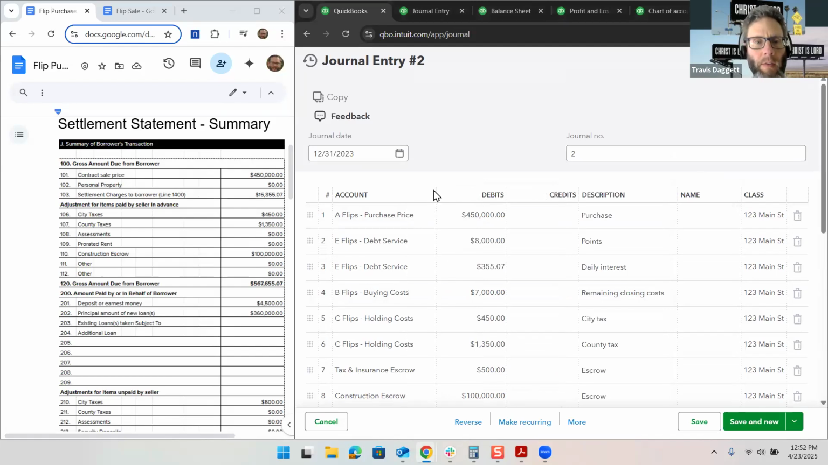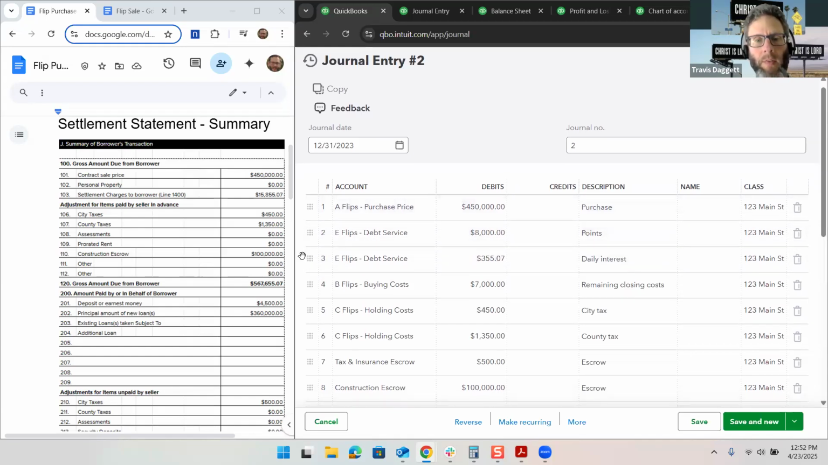So everything makes sense. This is a flip. In other words, it's going to be bought and sold within a year, within 12 months. And we're going to use the P&L accounts for most of it. So the purchase price is going to go to cost of goods sold. So that's our debit here, our purchase. And we're going to use the class by property address.